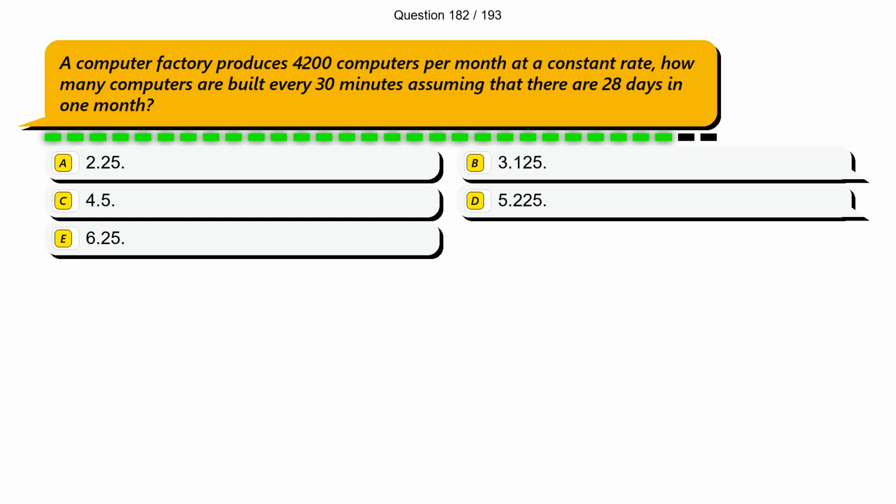Question 182. A computer factory produces 4,200 computers per month at a constant rate. How many computers are built every 30 minutes assuming that there are 28 days in 1 month? Option A 2.25, option B 3.125, option C 4.5, option D 5.225, option E 6.25.